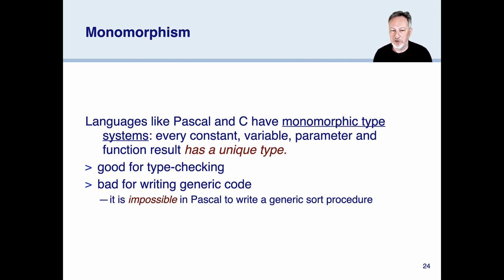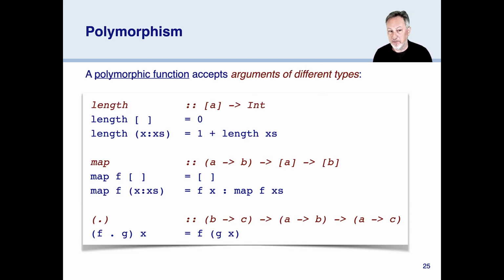Monomorphic type systems are super simple. They're good for type checking, but they're bad for writing generic code. So, for example, in Pascal, you cannot write a generic sort procedure that will sort lists containing different types of values, because you can't talk about a thing that has many possible types. So a generic procedure is something which will take arguments of multiple types. That conflicts with the notion of monomorphism.